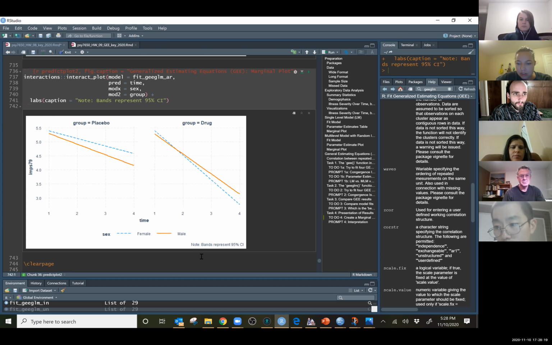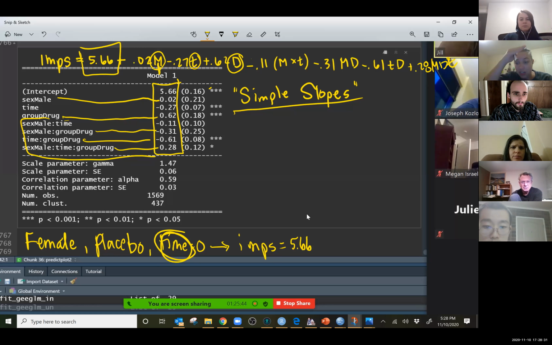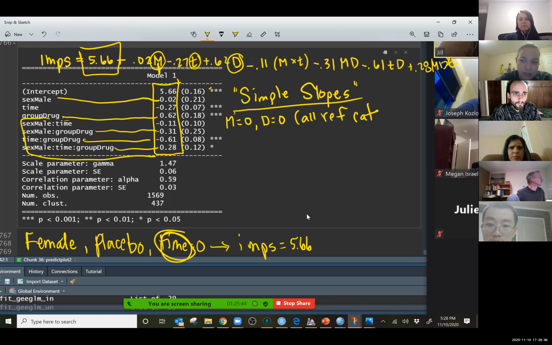Okay, so let me see. Let's go back to that picture. Okay, so let's concentrate on the slope for time, change over time going down. So let's start with the female. So that's male equals 0, and the placebo, which is drug equals 0. So this is all reference categories. So that means we're going to plug 0 in for male and 0 in for the drug group. So if we put that into this mathematical equation up here algebraically, we have IMPS is going to equal 5.66.